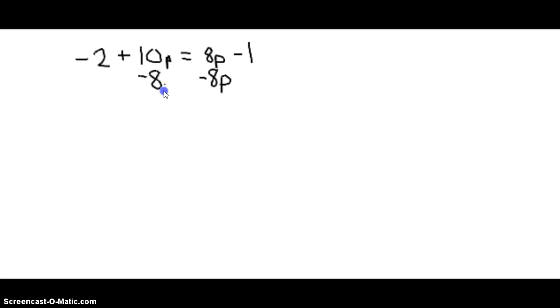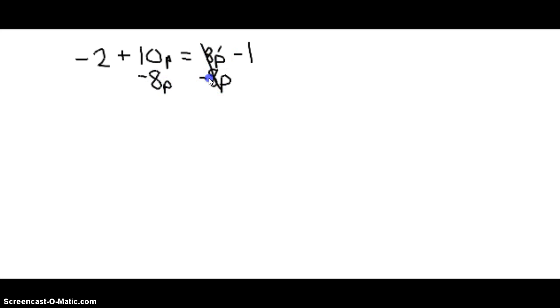So now we look at the case where we have a variable on both sides of the equation. So let's take, for instance, the equation -2 plus 10p equals 8p minus 1. Like I said in the last video, we want to make sure we get all the like terms on the same side as each other so we can combine those like terms. So let's get the p's on the same side. So we'll subtract 8p from each side.